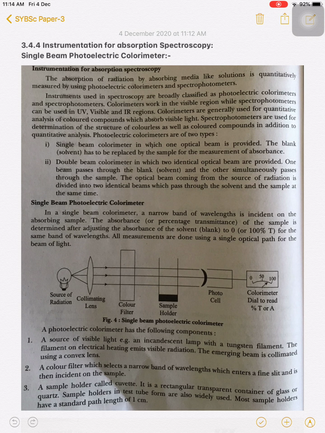A third one, a sample holder called a cuvette. You all did the experiment in the FYBSc practical, so you know what is meant by cuvette. It is a sample holder, a rectangular transparent container of glass or quartz. Sample holders in test tube form are also widely used for this analysis, and most sample holders have a standard path length of 1 centimeter.